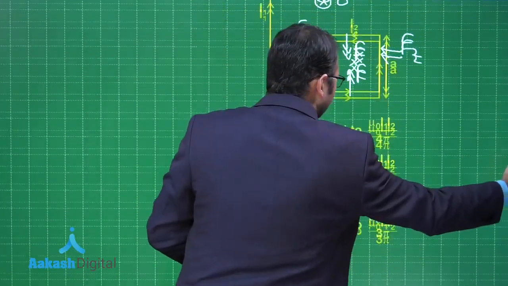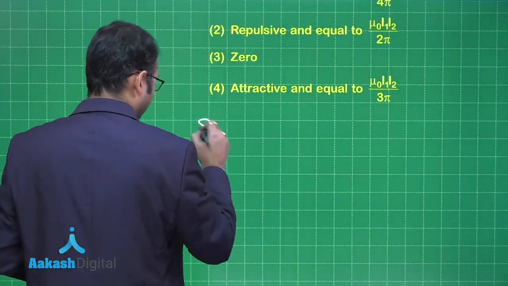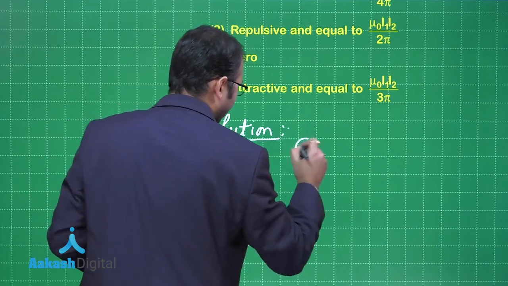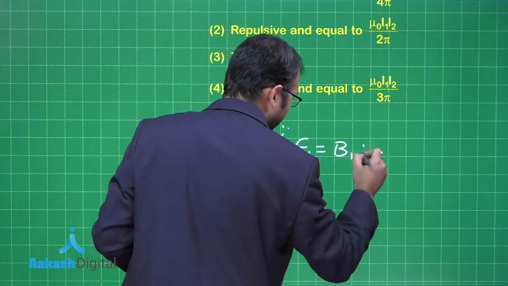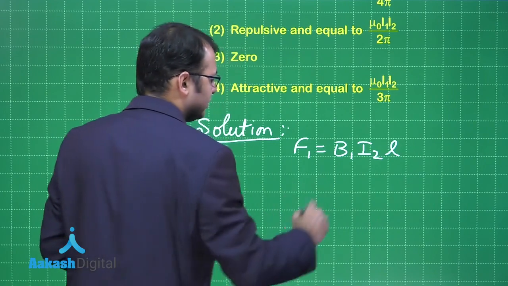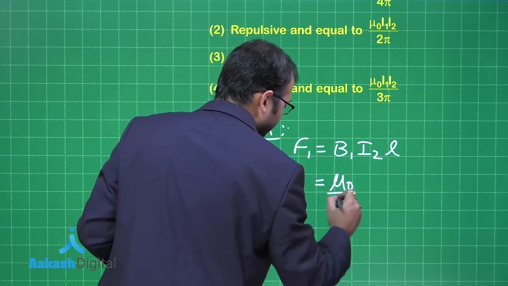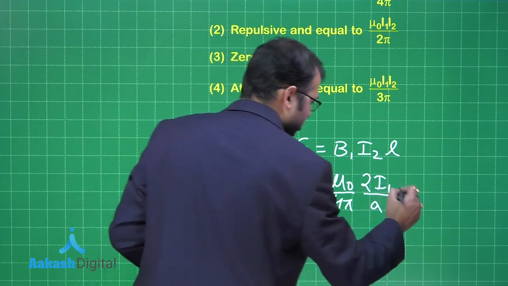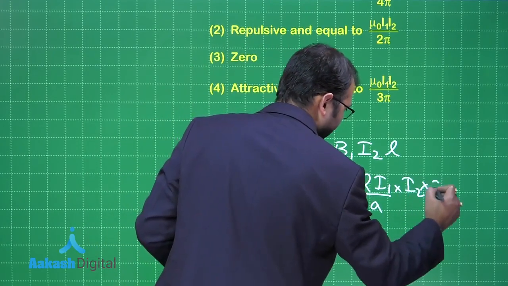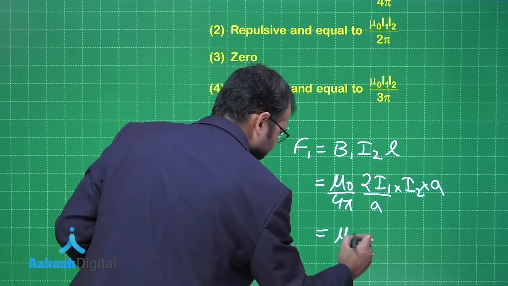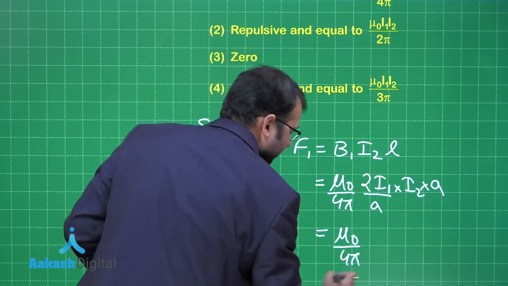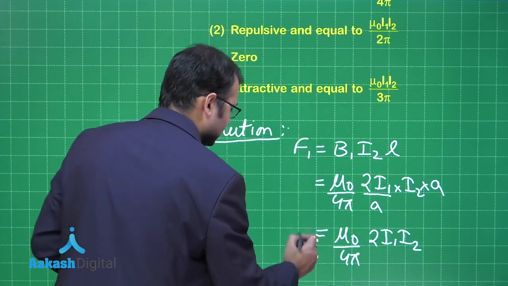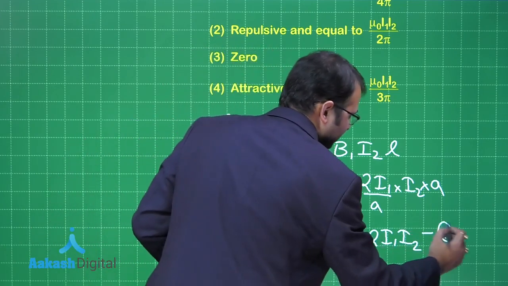Now what would be the value of F1? If you want to find the value of F1, it can be written as B1 into I2 into the length of the conductor. What is the value of B1? So mu naught upon 4 pi, twice of I1 by A, into I2 into A. So on solving this you will get mu naught upon 4 pi, from here this is 2 I1 I2, right? This is F1. Let's take this as first equation.